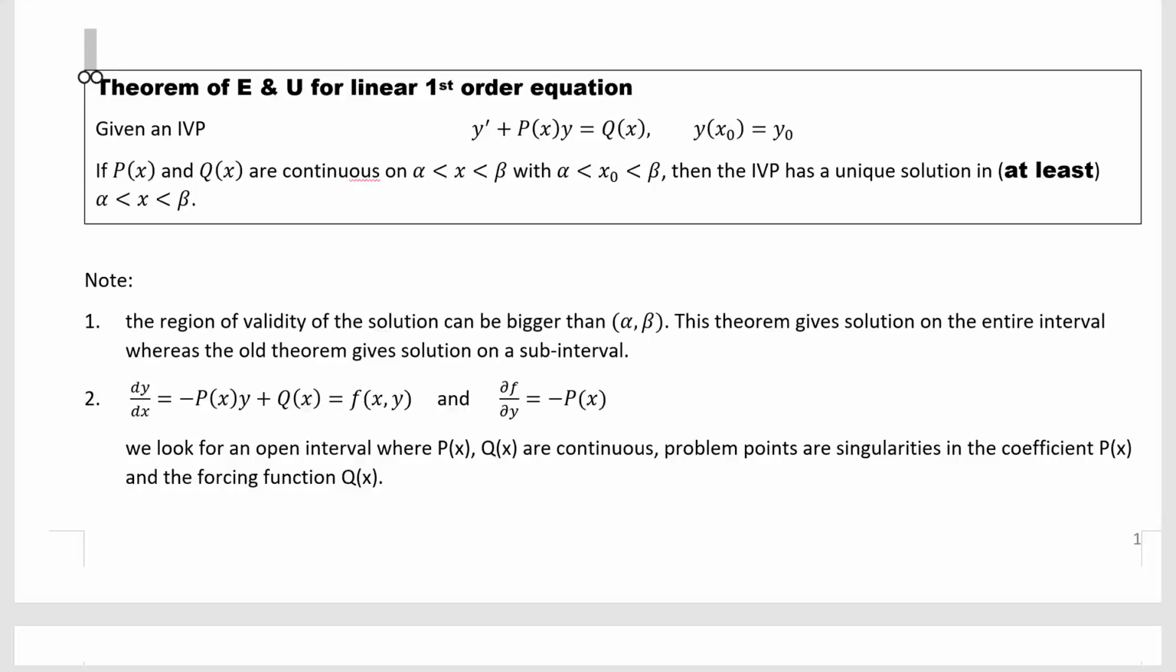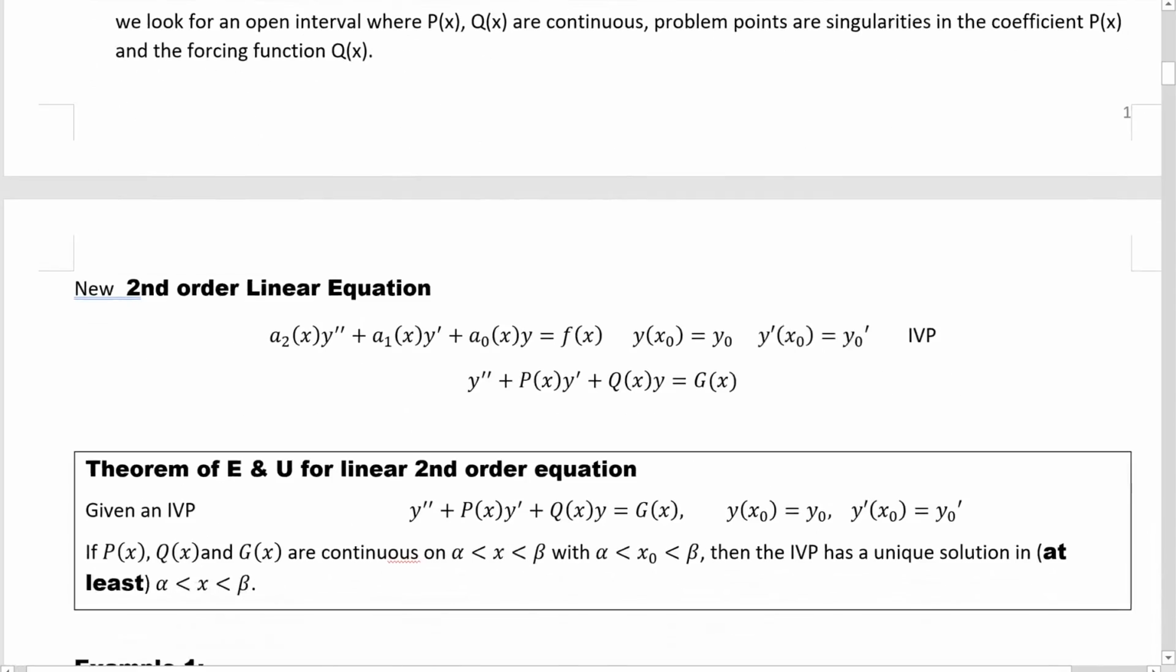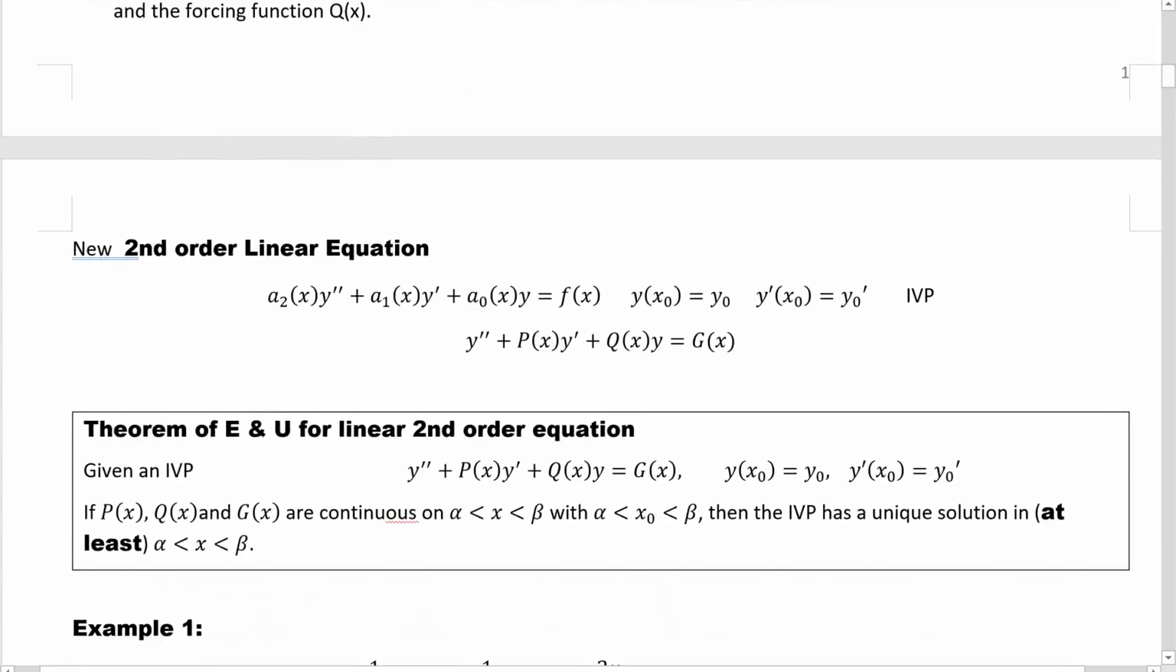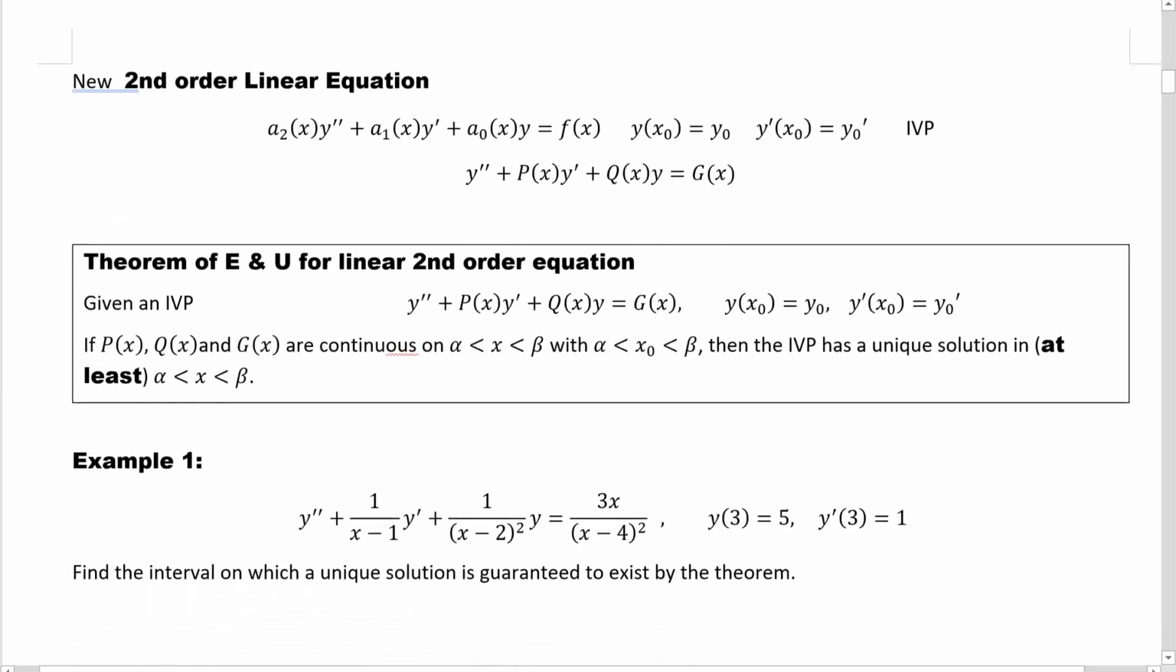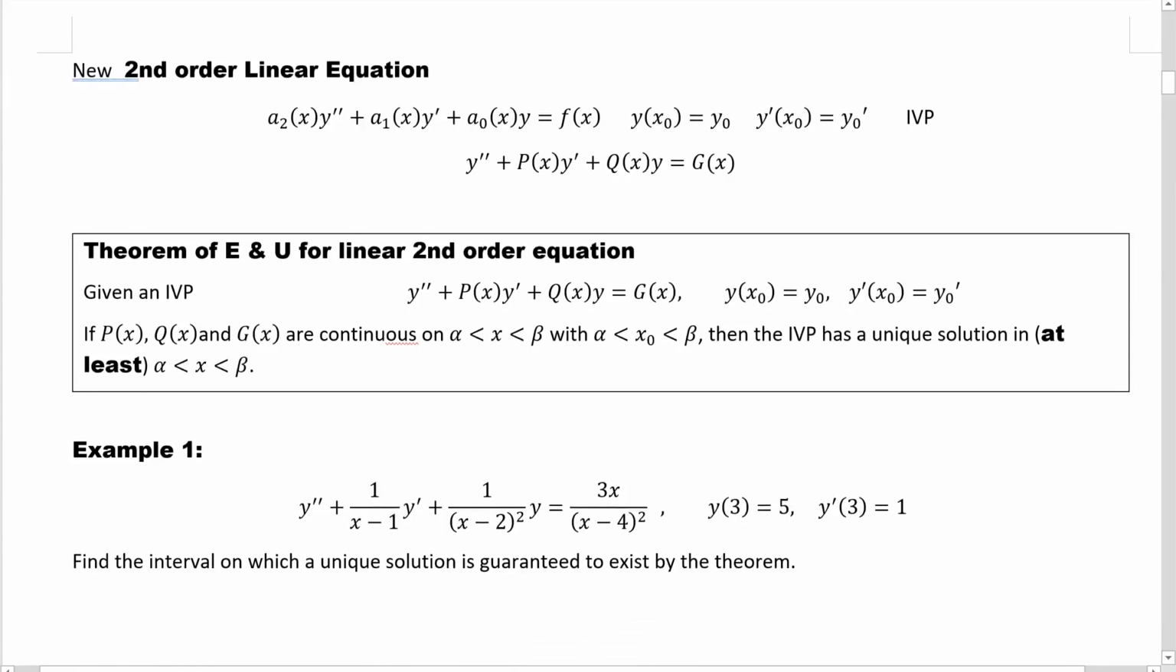So we just need to look for an open interval where p and q are both continuous, and the problem points are singularities in the coefficient p and the forcing function q. Okay, so this is what we learned in Chapter 1 about first order linear ODEs. Now we're going to generalize these theorems to second order. For second order linear differential equations, we also have the general form.